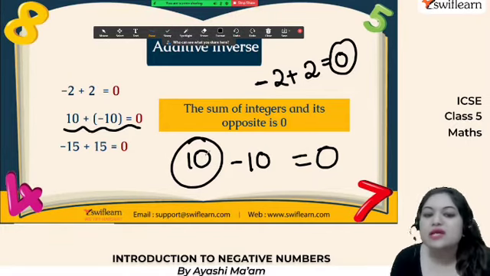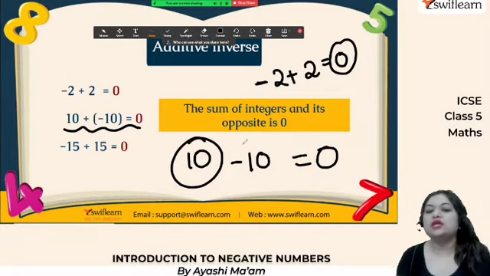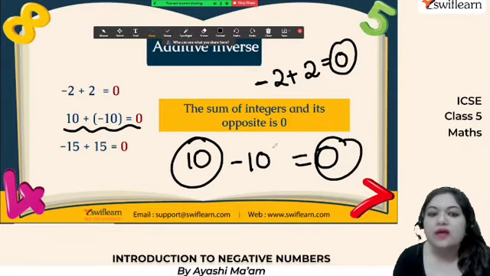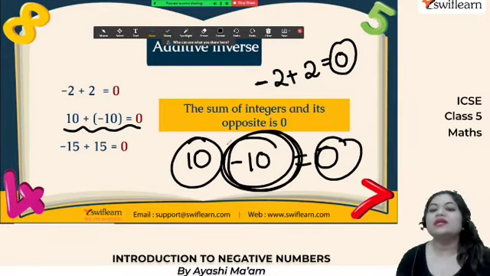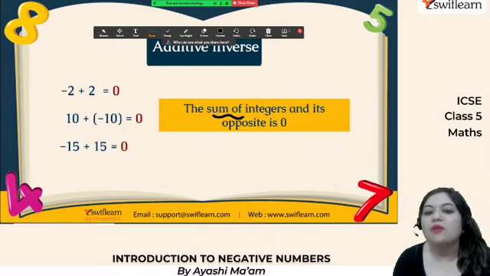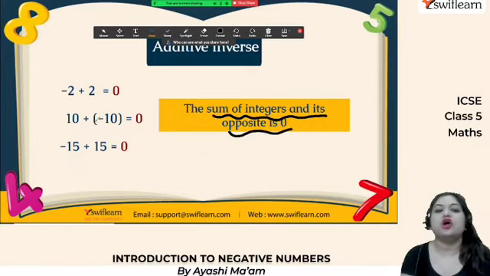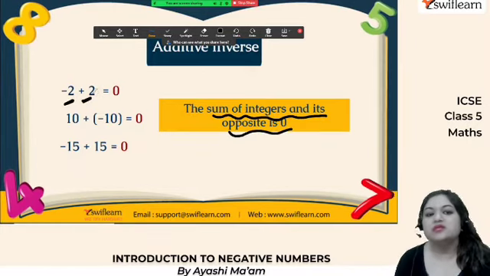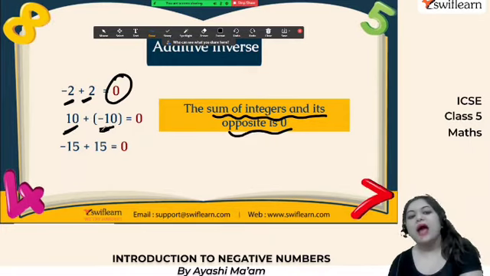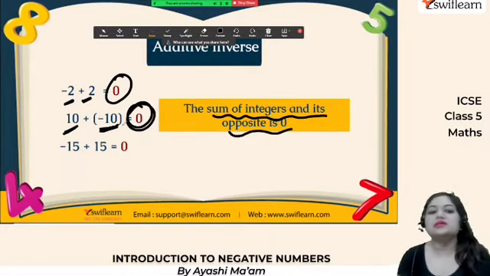So this is our plus 10, and if you write the opposite of plus 10, you will get a minus 10 and you will get 0, right? Therefore, here this minus 10 will be our additive inverse. Okay. So this is the property that tells us the sum of an integer and its opposite is always 0. See, minus 2 plus 2, opposites, giving us a 0. Plus 10 and then minus 10, always giving us a 0.